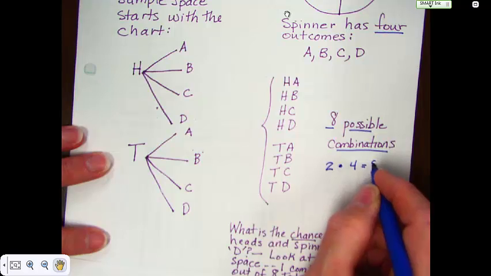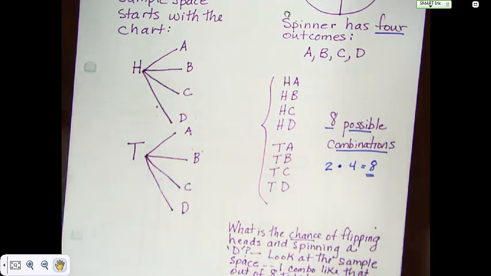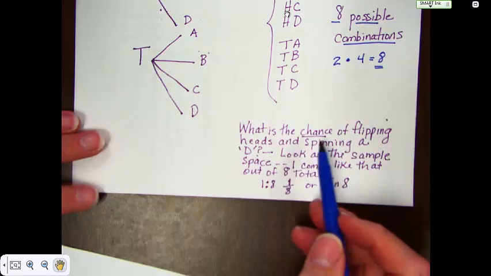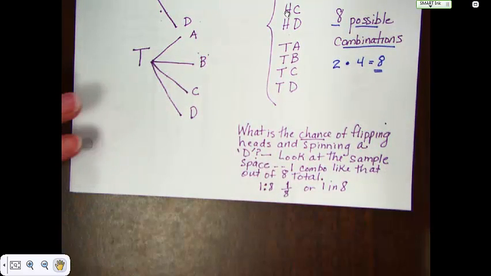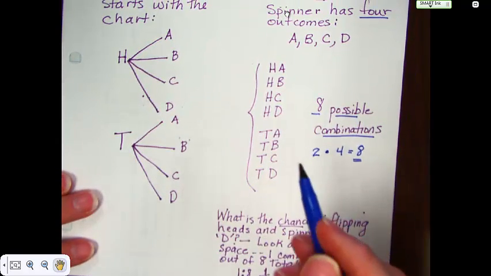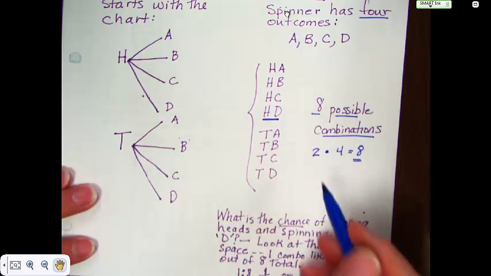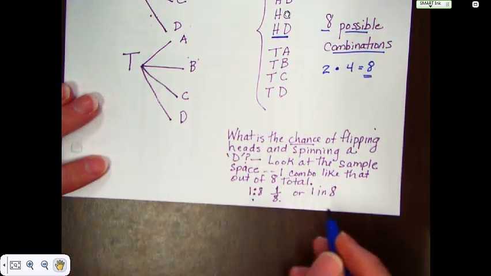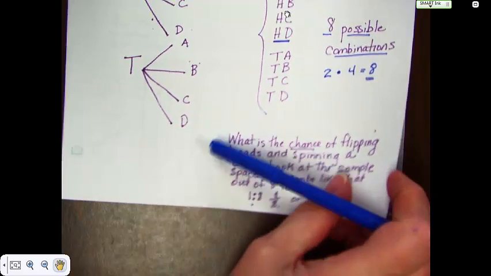Do you suppose it is just coincidental that the total outcomes are 8? Don't think so. Okay, what is the chance, we'll come back to that, what is the chance of flipping heads and spinning a D? Well, if you look at the sample space, heads and a D, there's only one. 1 out of 8, or 1 in 8. You actually can go to your sample space and figure that out.